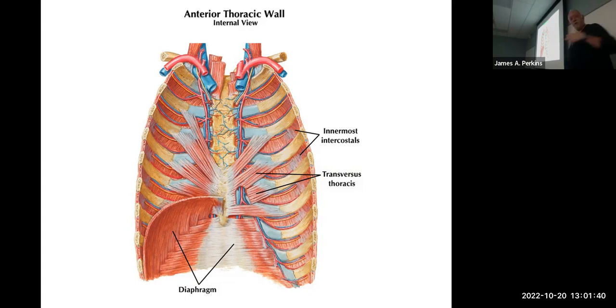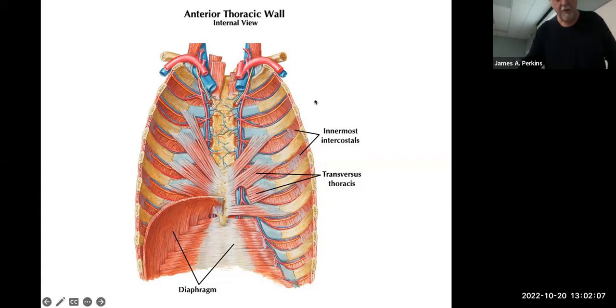So this is a different view of the thorax. Here we're looking at the inside of the front of the thorax, as if we've cut off the ribs and the sternum and removed the whole front of the rib cage with the sternum attached, and we're looking at the inside of that removed piece. In fact, this is very similar to what you're going to do in lab today. You're going to cut off all these ribs. You're going to remove the whole front of the rib cage, including the whole sternum with it. And from this internal view, you can now see the innermost intercostals.